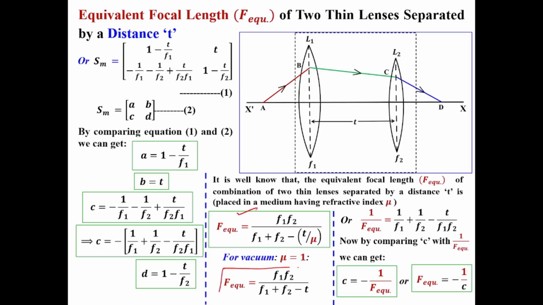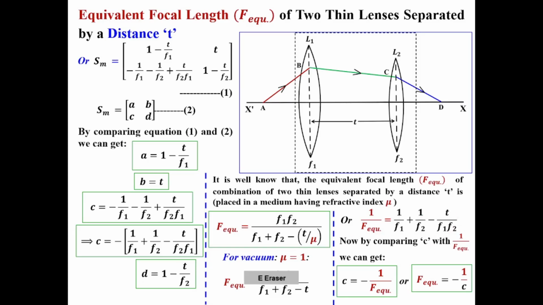That means this is the equivalent focal length of two lenses separated by a distance t in a vacuum, that we know in our plus 2 level. If we write it this way, 1 by equivalent focal length, this expression can be written as 1 by f1 plus 1 by f2 minus t by f1 into f2. Here 1 by f equivalent can be written like this.